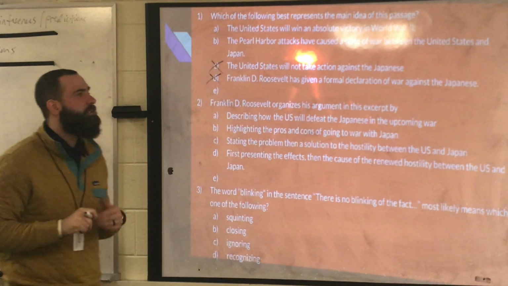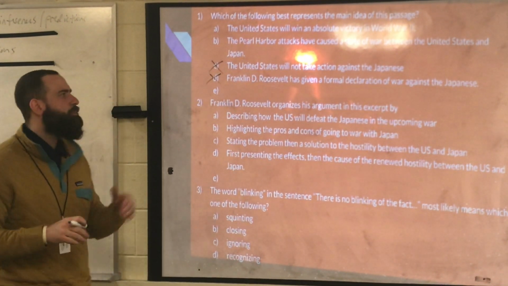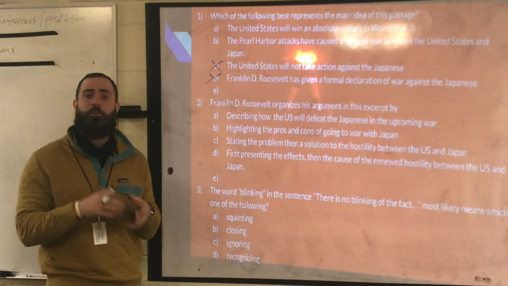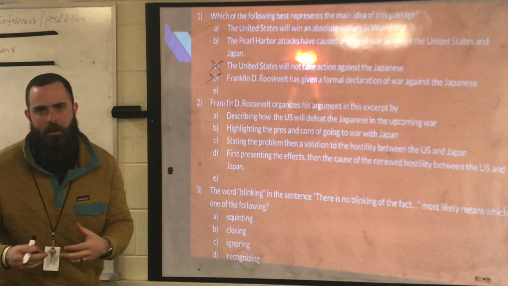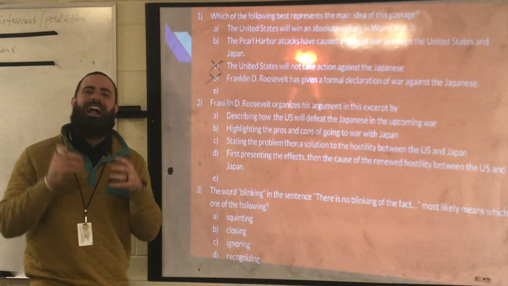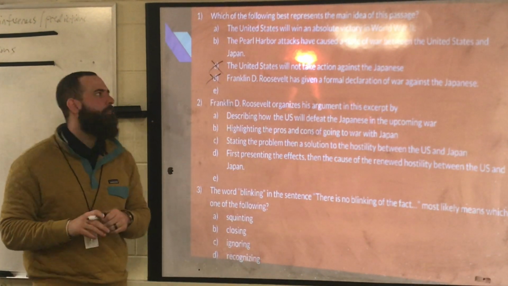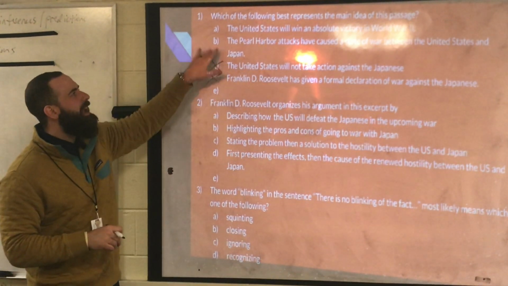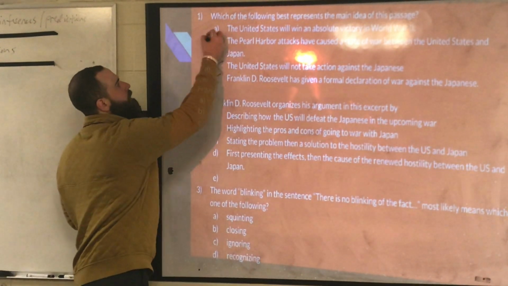FDR has given a formal declaration of war against the Japanese. The reason I'm able to get rid of that is because in the last sentence, which we identified as our argument, he's asking Congress for permission. So he's not telling Congress that we are going to war, he is asking Congress to go to war. So that wording does not make sense. I am left with A and B, and ultimately the best choice is going to be B.